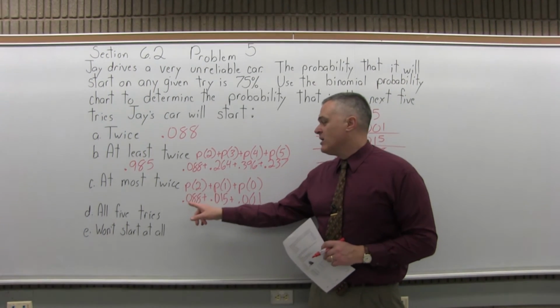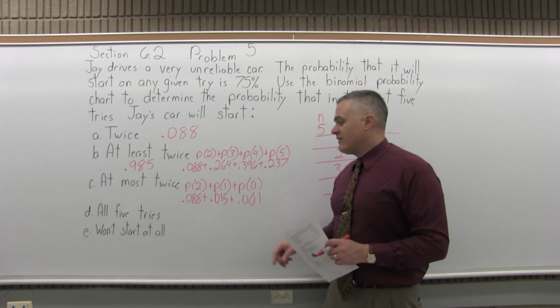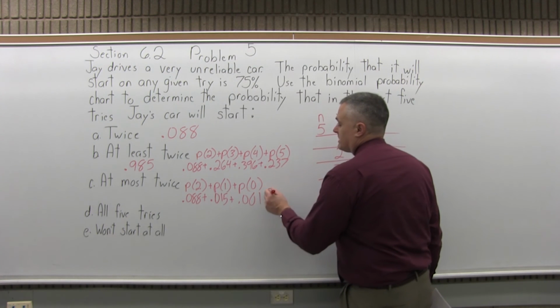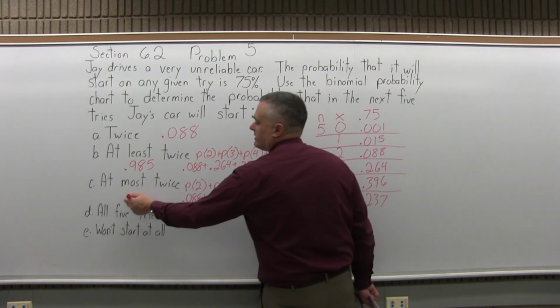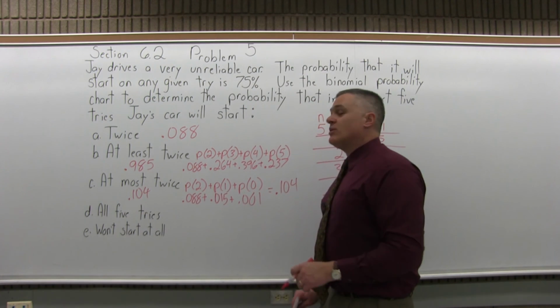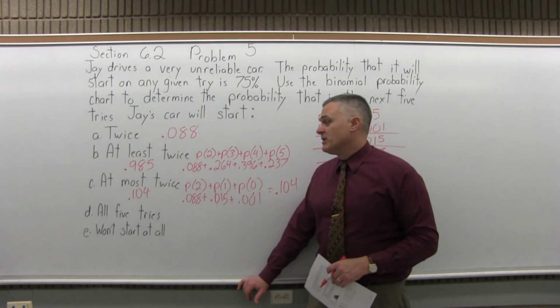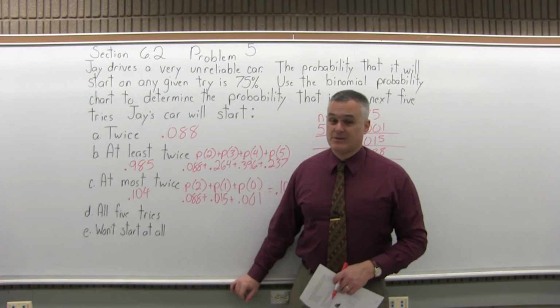And now if you add 0.088 plus 0.015 plus 0.001, that answer comes out to 0.104. I can put it underneath here to match the other. 0.104. So a little bit more than a 10% probability, or almost 10.5% probability, that the car will start at most twice. Twice is the most number of times it will start.